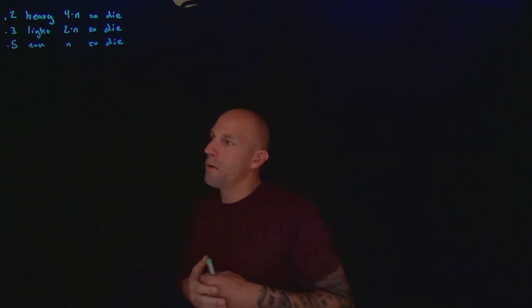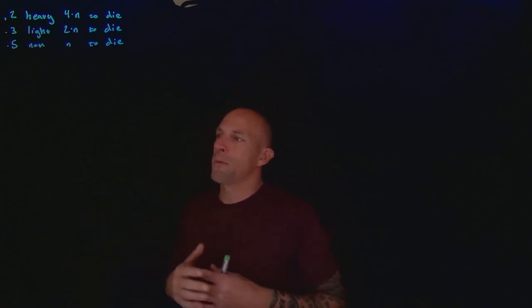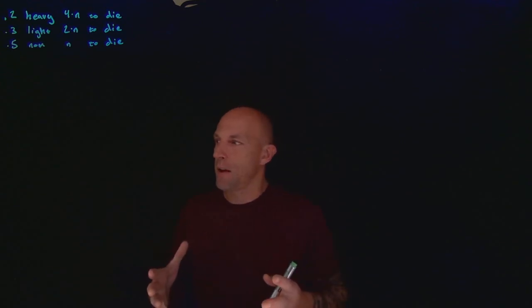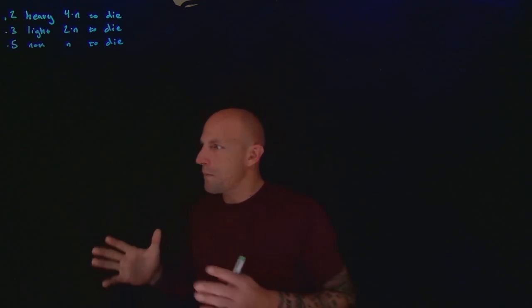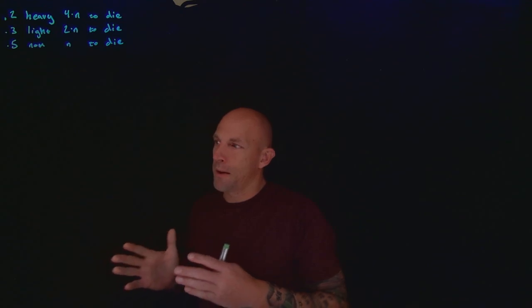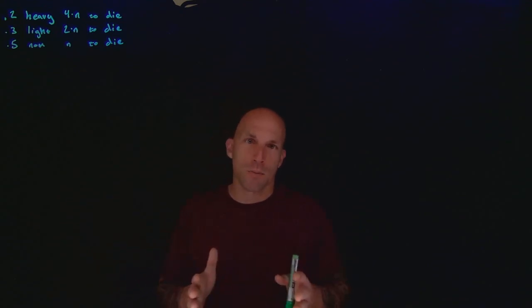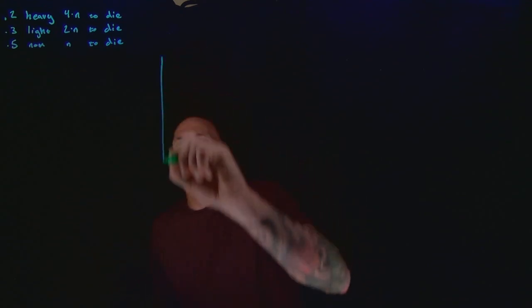We're told that a randomly selected participant from the study died. So that's a conditional statement. We want to calculate the probability that that participant was a heavy smoker. So let's draw out our sample space.